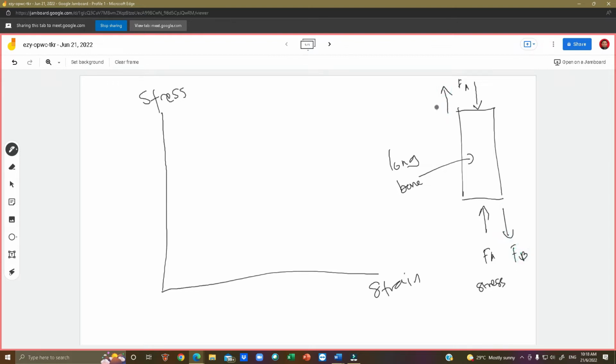FB. So if we compare these two things, if we apply stress to your long bone, katalah ni long bone kamu ni kan, dia punya panjang 10 cm. If we apply stress, dia akan jadi macam ni. Okay, sekejap saya betulkan sebelah lagi.